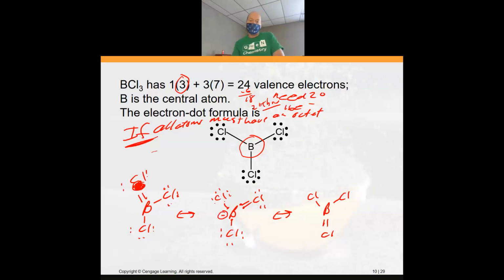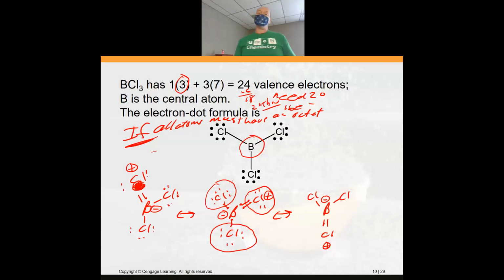All right, so this chlorine was supposed to bring in 7, and it did. It brought in 7. There are the 7. This chlorine was supposed to bring in 7. It brought in 7. This chlorine was supposed to bring in 7. This chlorine only brought in 6. And so this chlorine has a plus charge. So every double bond to chlorine has a plus charge. All of the borons here have a negative charge. All right, and that makes it then neutral.